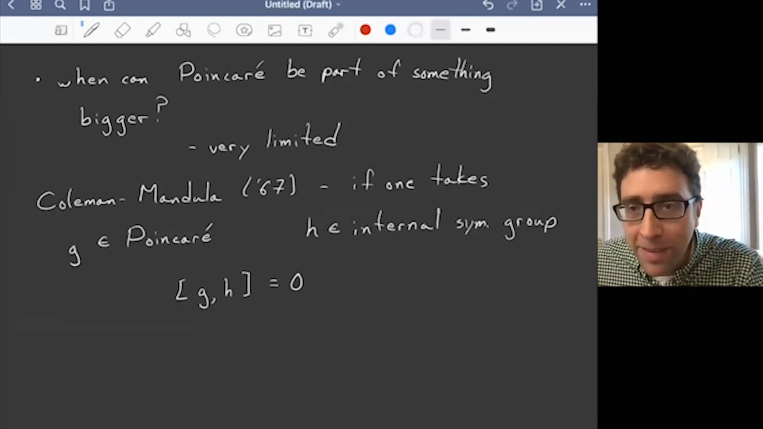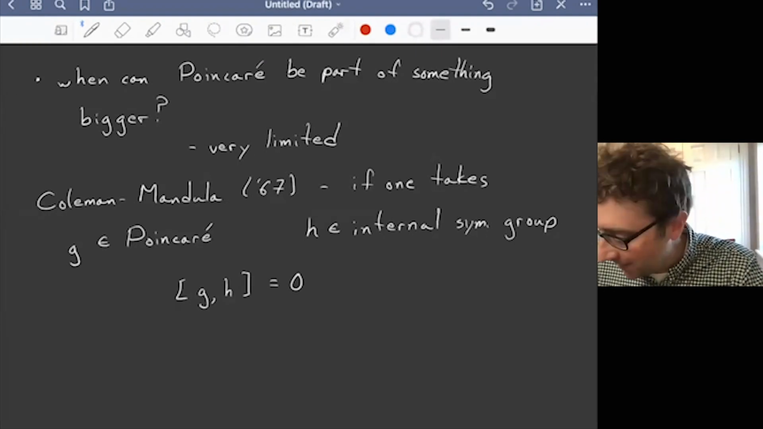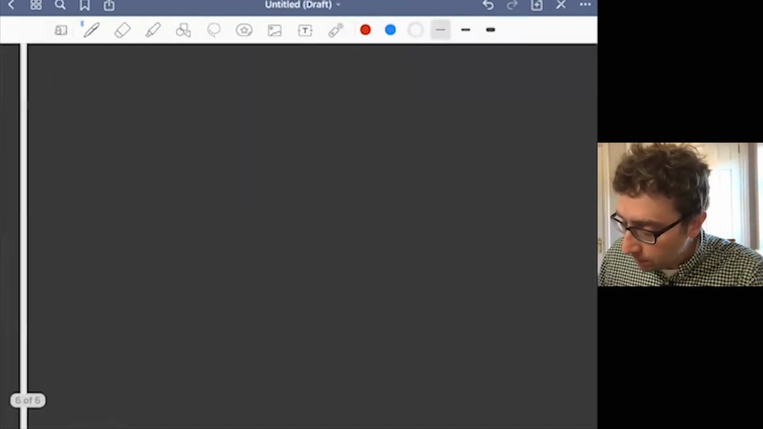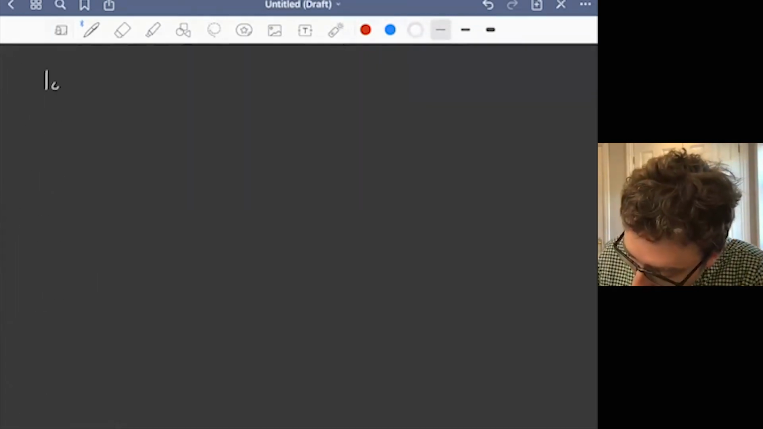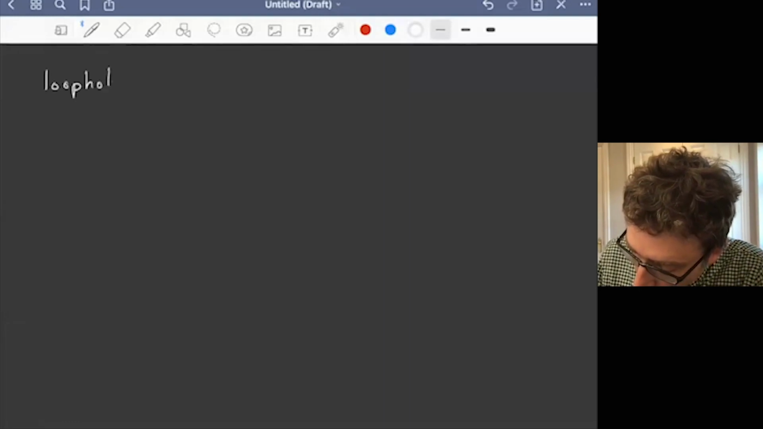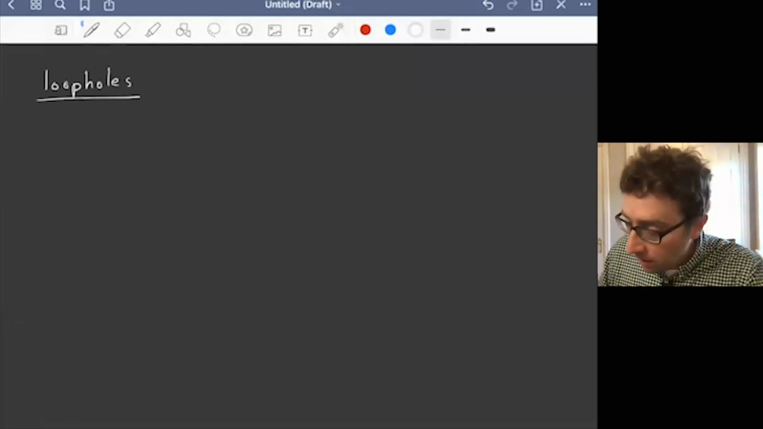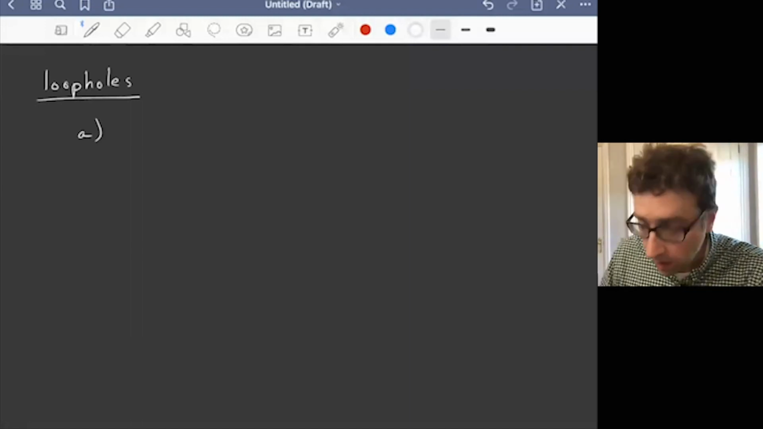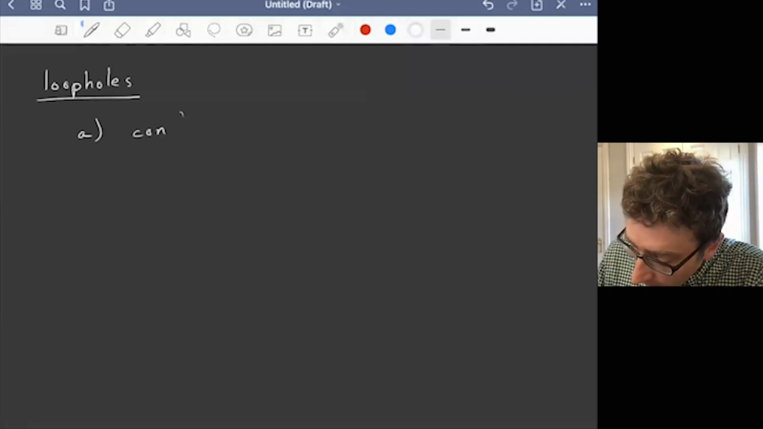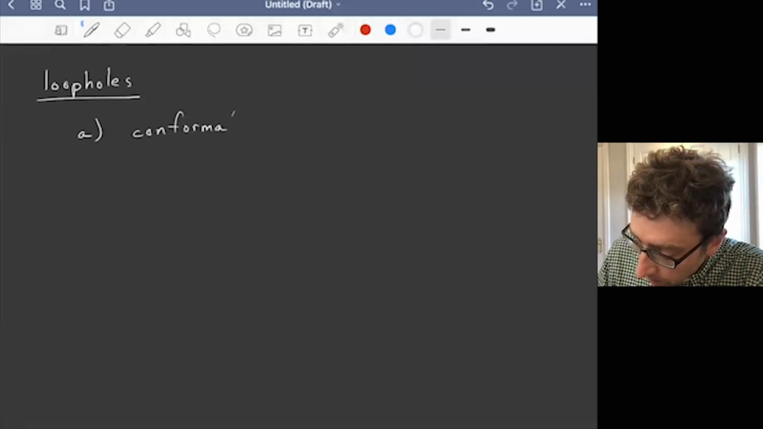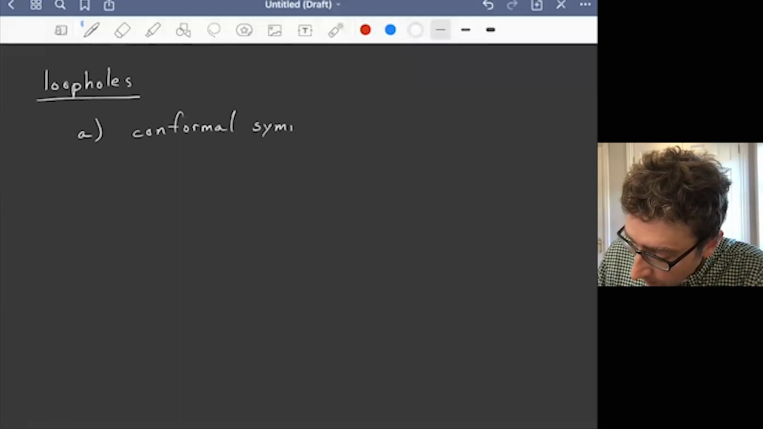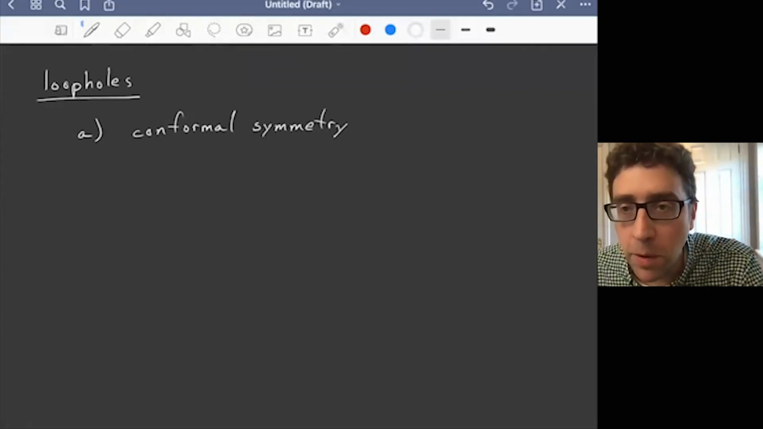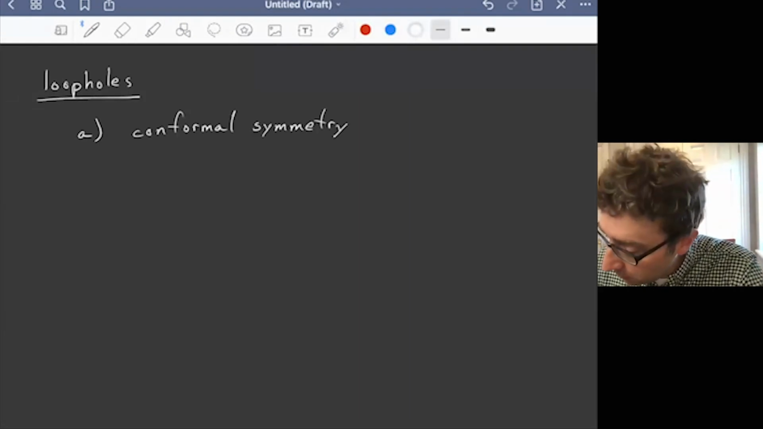Now, of course, there are loopholes. With any proof, there are loopholes. There are assumptions that go into the proof of Coleman-Mandula. And it turns out pretty much all of these loopholes are extremely important. And the first one on my list, because of the subject of these lectures, is conformal symmetry. Now, how did that happen? How did conformal symmetry wind up being a loophole in the Coleman-Mandula theorem?